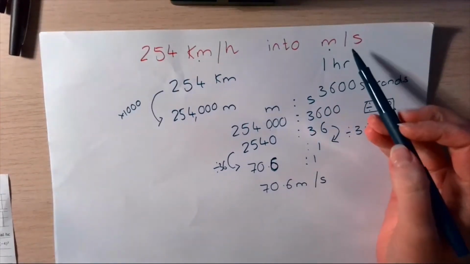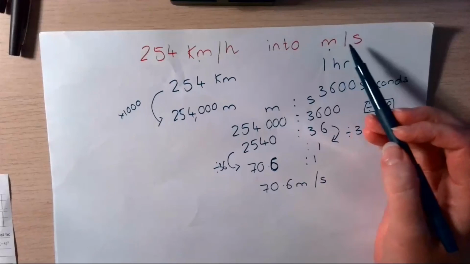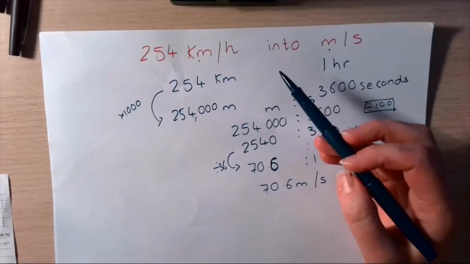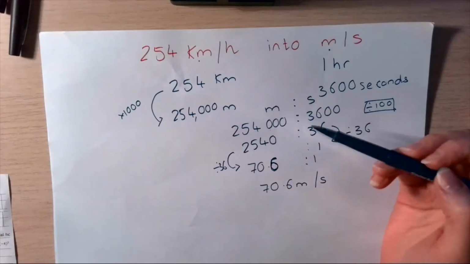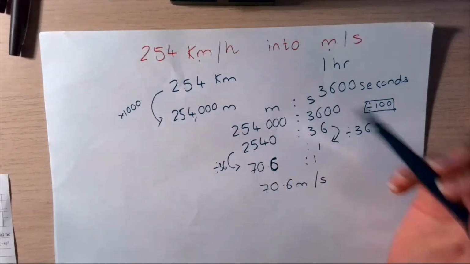Sometimes you'll be given the initial question with meters per second. You're just going to have to go the other way around to get back to kilometers per hour. So it's going to be the same process but backwards, reversed. You should all be quite happy with those.